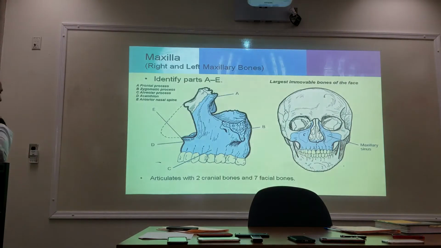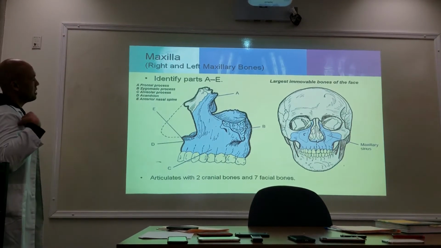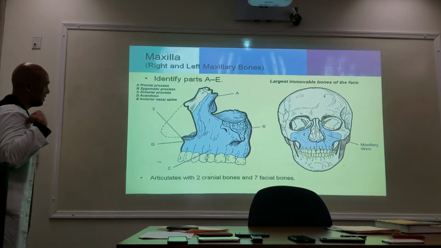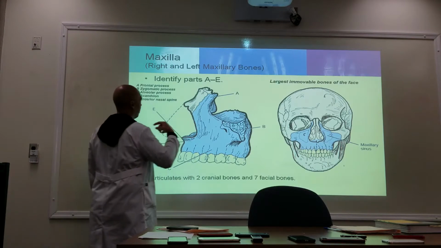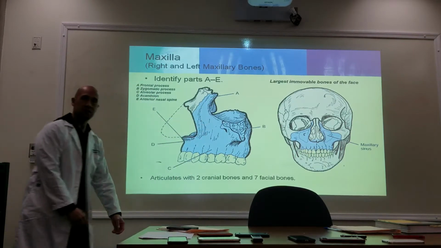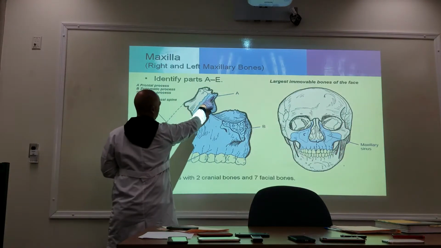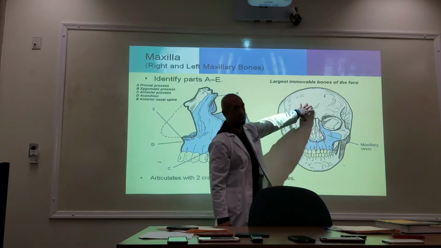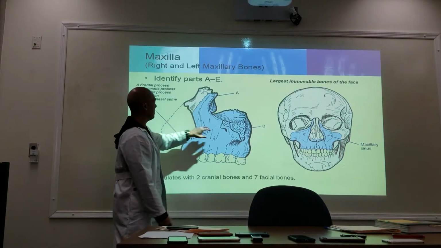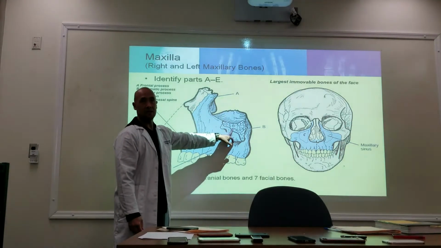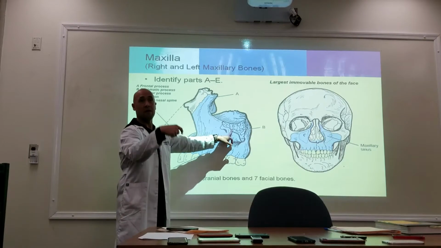The maxilla, the upper part of the mouth. There are three processes, and these processes articulate with other parts of the bone. So over here, the first process here is the frontal process, which articulates with what? Frontal process. Frontal bone. It's going to articulate with the frontal bone. Then you've got the zygomatic process of the maxilla that articulates with the zygoma. Okay, there's a zygoma, and then there's one more.